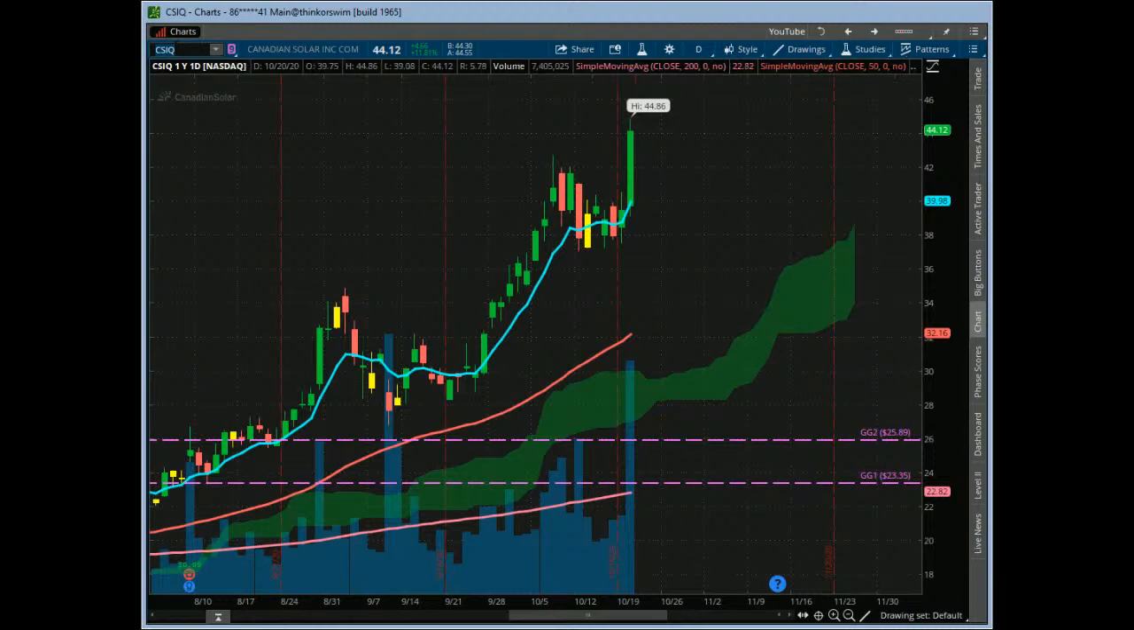CSIQ, wow, another solar name right there. Big move on solar today, so good stuff on that. Great find, ZEK. JKS, another good one right there.